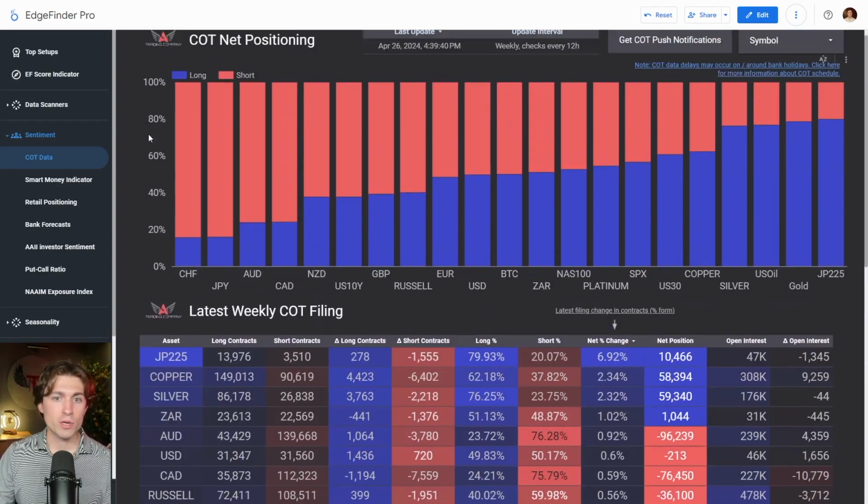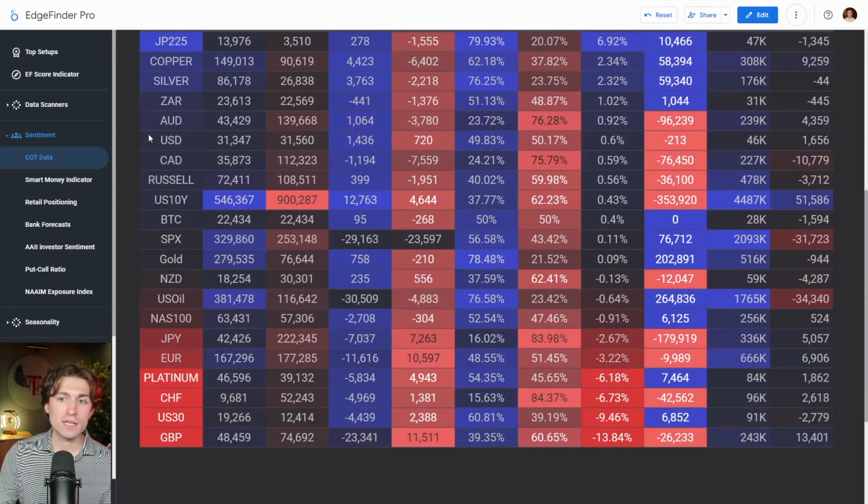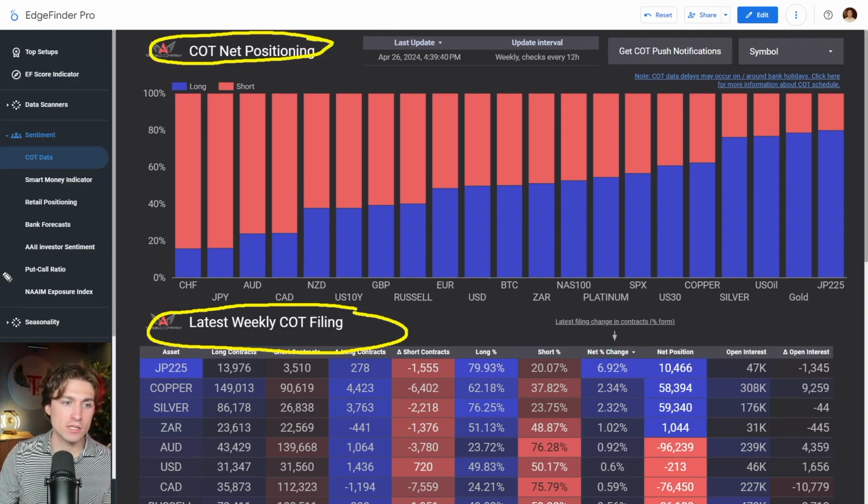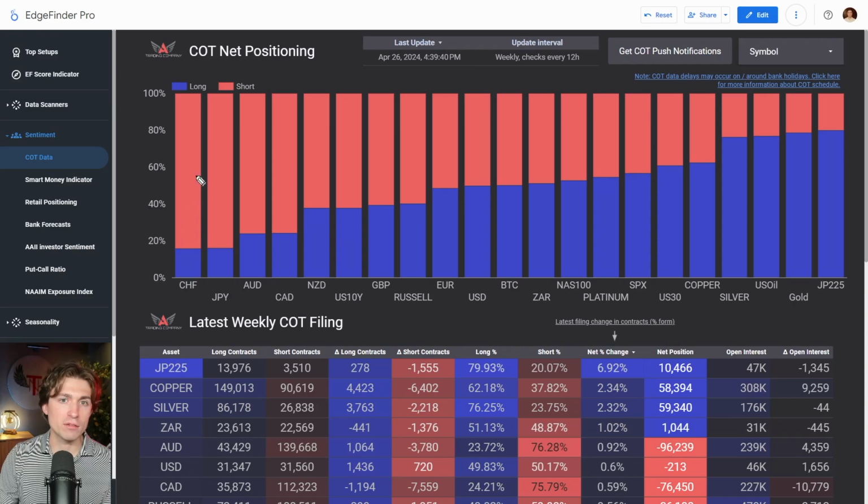On the screen, you can see a color-coded visual representation of the Commitment of Traders data. This is something my team and I have built to help traders, including ourselves, spot what institutional money flows look like. And here's the first thing you need to understand. There are two different tables: the latest weekly COT filing and the overall net positioning. We're going to talk about both, but let's first talk about the net positioning chart.